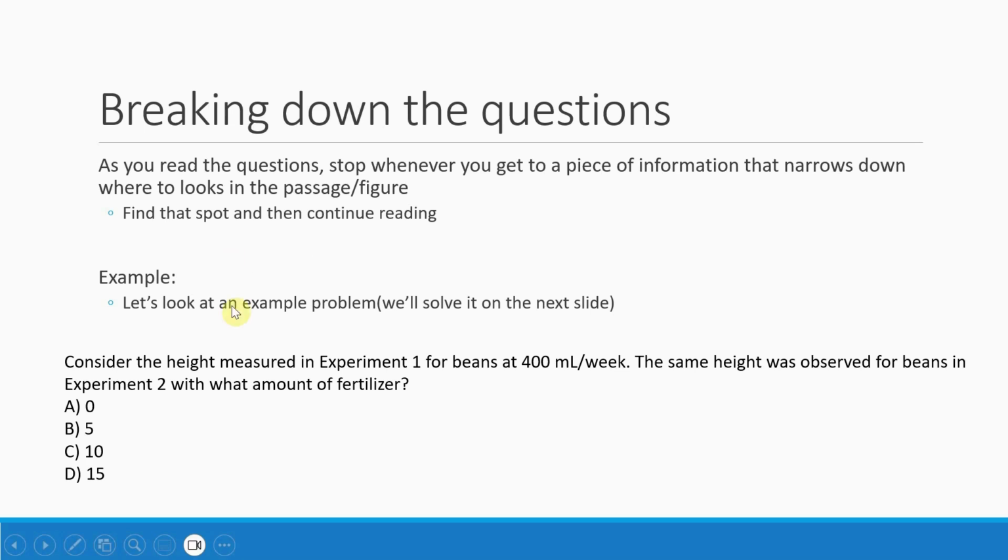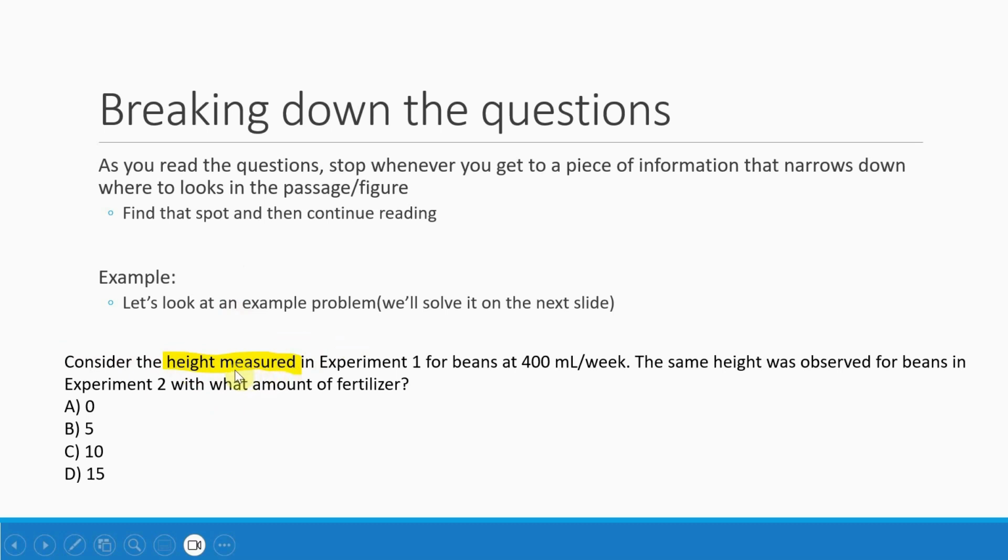So let's take a look at an example here, and then we'll solve it on the next slide. I'm going to read this, and I'm going to pop up some highlights as to what I consider to be the important information. So we'll start here. Consider the height measured. It's the first thing I'm going to highlight, because that tells me I need to go to anywhere in a table or a figure that's measuring height.